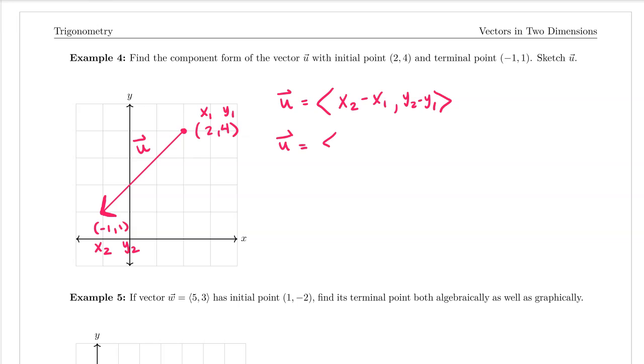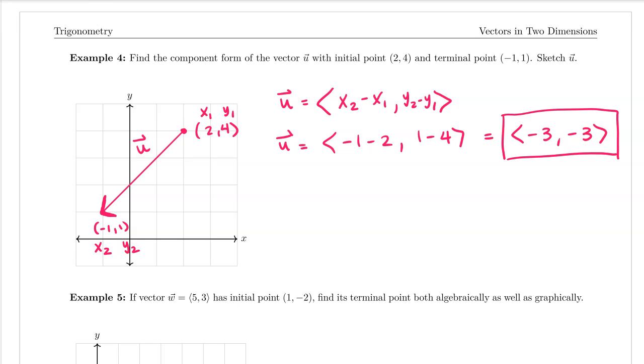So vector u in component form is equal to -1 minus 2, comma 1 minus 4. And if we simplify that, 1 minus 2 is -3, and then 1 minus 4 is also -3. So here is our final answer for our vector u in component form.